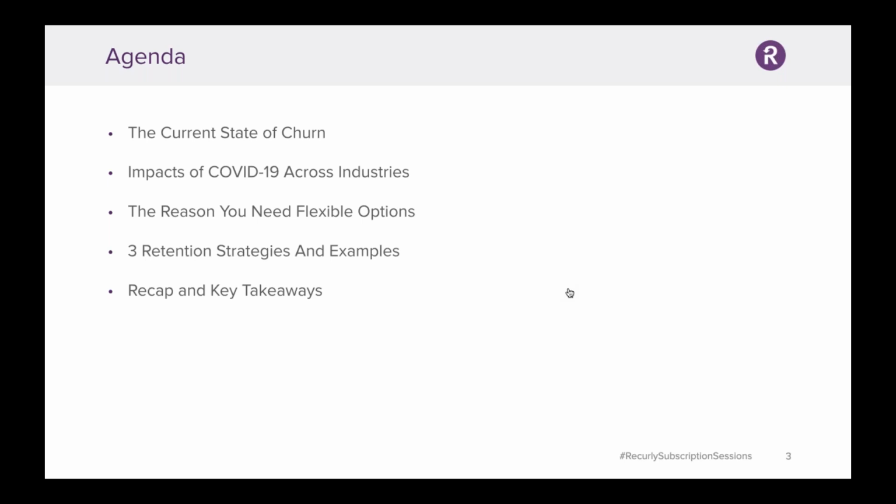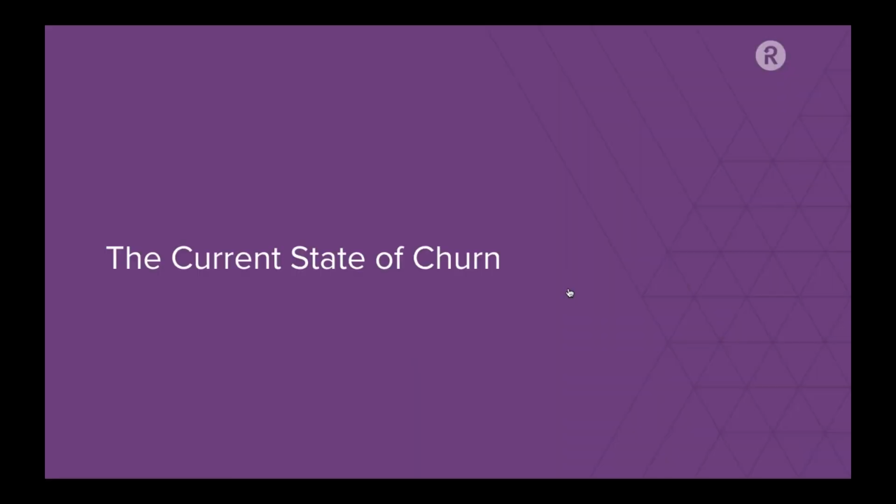We're going to be covering a few different topics today. First and foremost, we want to set the stage with the current state of churn. We'll share a few insights that we think are going to be really pertinent to the conversation. Then we'll talk about some of the impacts of COVID-19 across some of the industries, things that we've been seeing, the reasons you need flexible options, and then what those options are. And then we'll cover at the end a recap and some key takeaways so we make sure that we hit the high notes for you. So without further ado, I'm going to pass it off to Patrick to get started.